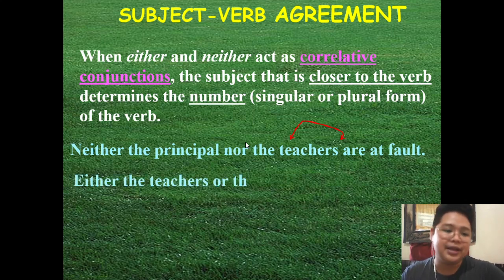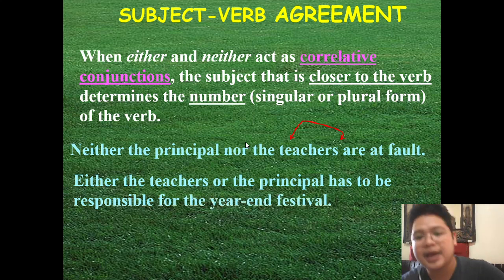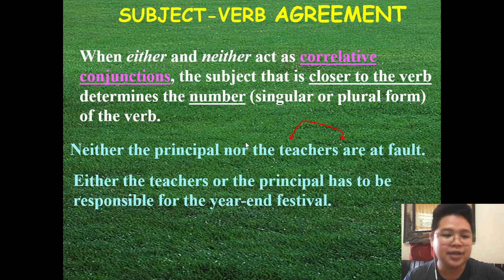Okay, next. Either the teachers or the principal has to be responsible for the year-end festival. Okay, either the teachers or the principal. Which one is closer to the verb? Okay, yes, you got it right. It's the principal that is closer to the verb. So we use the verb has in order for it to agree. So either the teachers or the principal has to be responsible for the year-end festival.